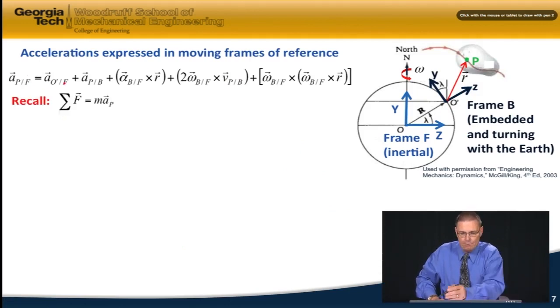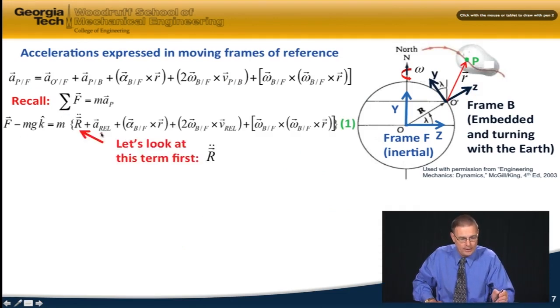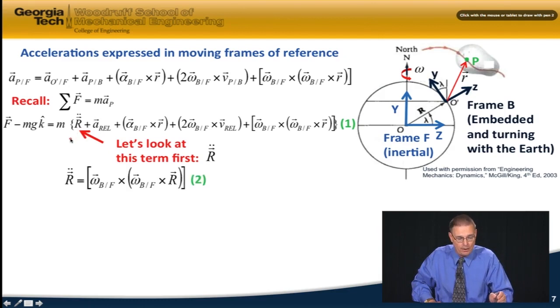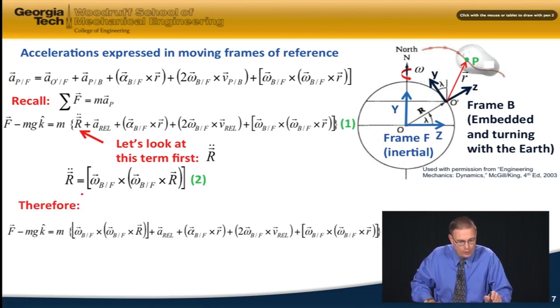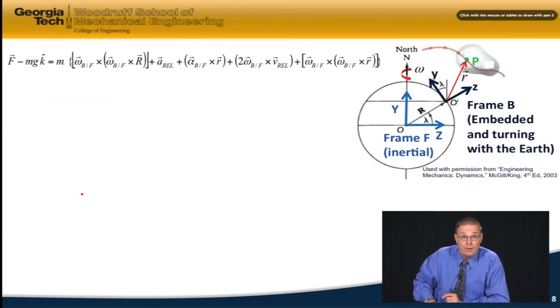I've got the acceleration of p with respect to my inertial frame. I know Newton's second law. I substituted it in. I looked at this first term, which was the acceleration of R double prime, capital R double prime. I found it to be equal to this. And so I can go ahead and substitute that in. And I may go a little quick here on my equations, but you can always stop the video and make sure that you can see how each step takes place, because it's fairly straightforward algebra. Okay, so here's where we're at.